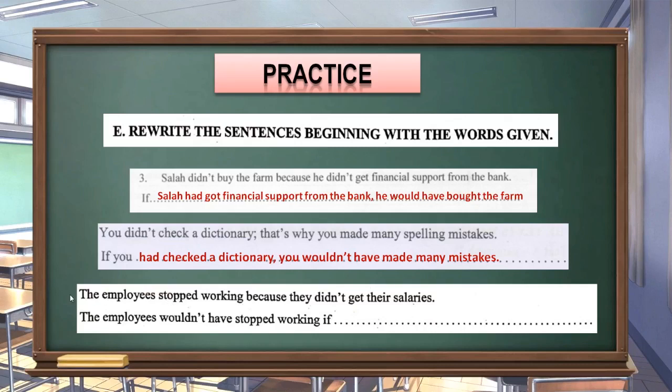The last one: the employees stopped working because they didn't get their salaries. The employees wouldn't have stopped working if they had got their salaries. So here, as you can see, we begin with the main clause, and then we finish with the if clause. Here you are not required to write a comma. Whenever you begin with the main clause, there is no need to put a comma. We put a comma only in case we begin with the if clause.